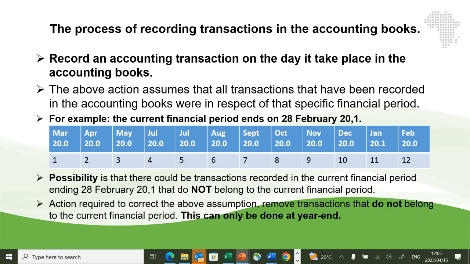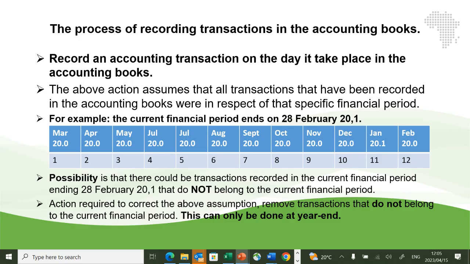So if you look now at the process of recording transactions in the accounting books, as I have already indicated, we record accounting transactions in the accounting books on the day they take place.